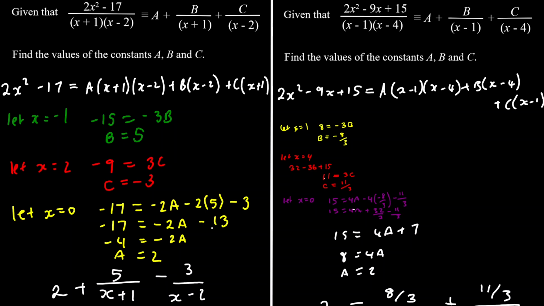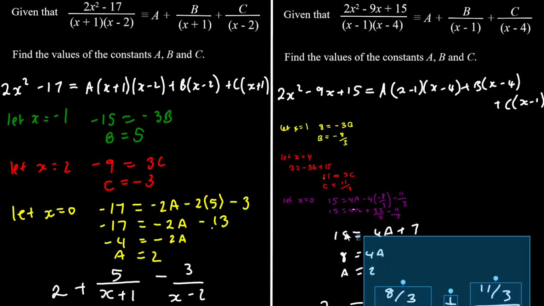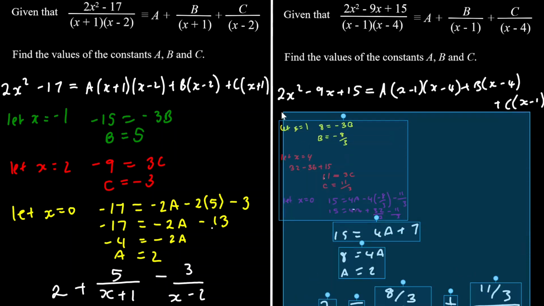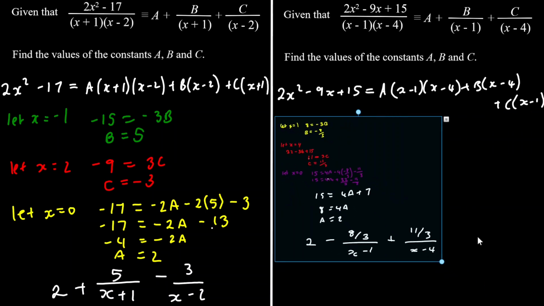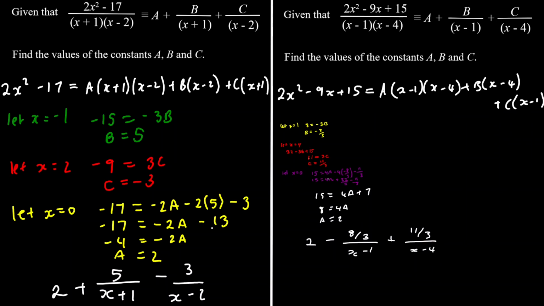Or it may be nicer to write 2 minus 8 over 3 times x minus 1 plus 11 over 3 times x minus 4.